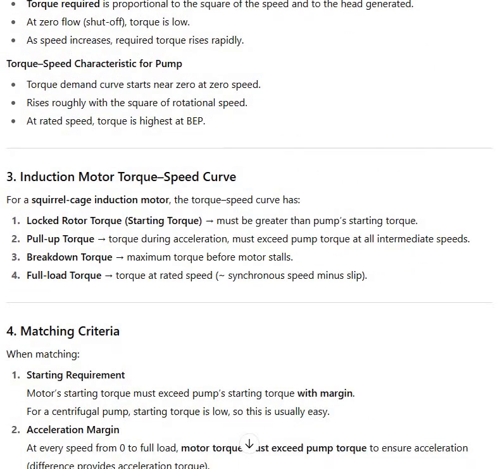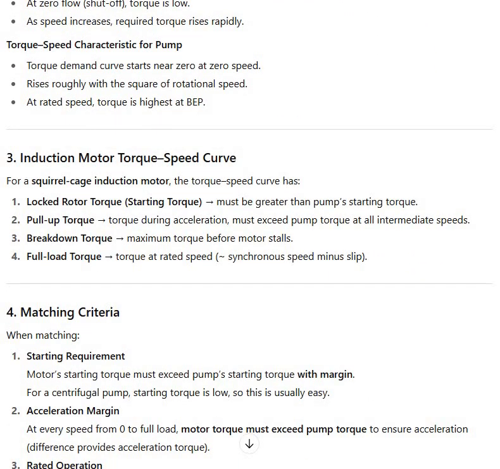Alright, the induction motor curve. We are using a squirrel cage induction motor, and locked rotor torque must be greater than the pump's starting torque. Pull-up torque: the torque during acceleration must exceed the pump's torque at all intermediate speeds. Breakdown torque: maximum torque before the motor stalls. Full load torque is the torque at rated speed.